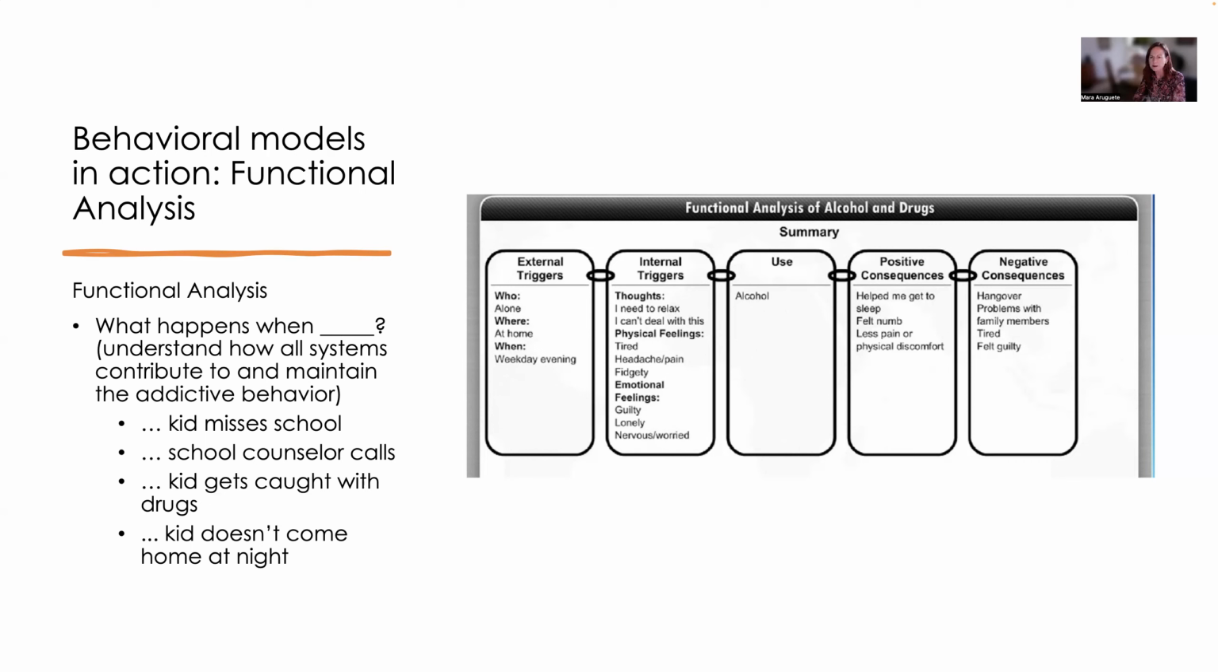And so the functional analysis here is a little bit broader in the graphic there, but it'll give you some of the idea. It's what comes before, what comes after, what's the situation like, and specifically when we're talking about behavioral models of family systems, we're looking at what happens with the family.